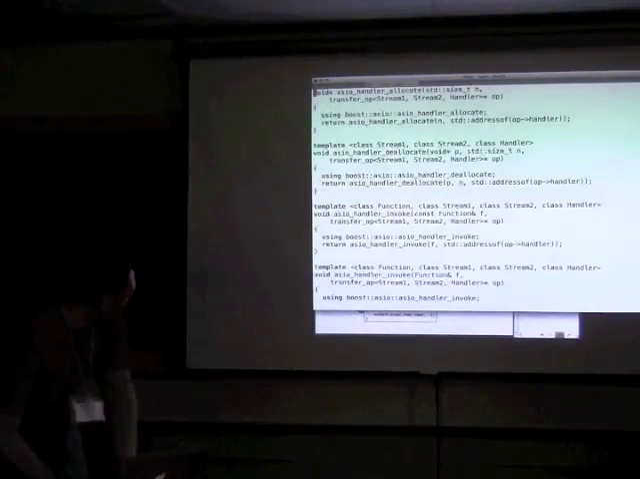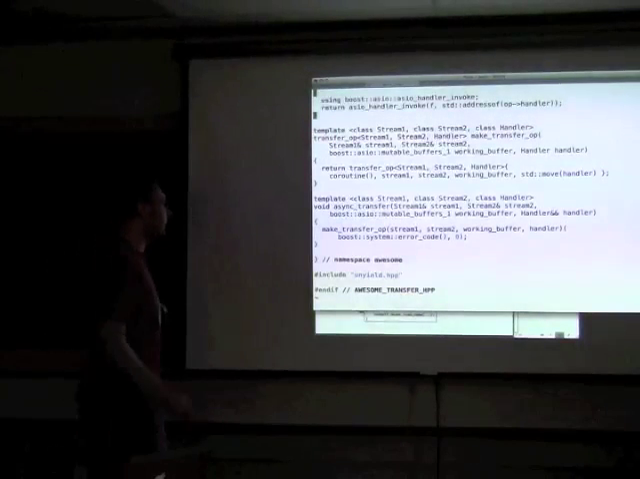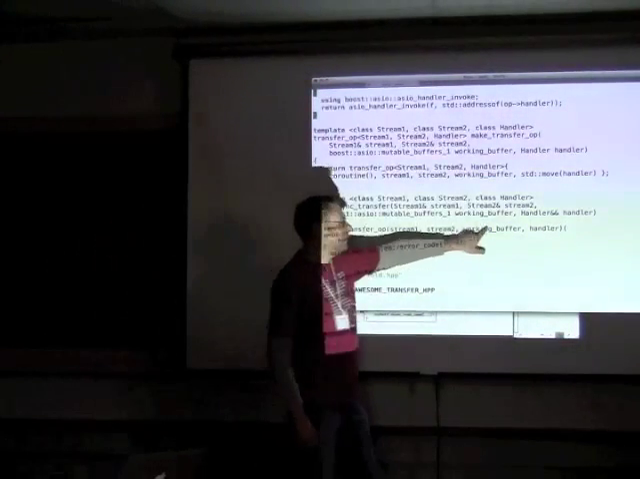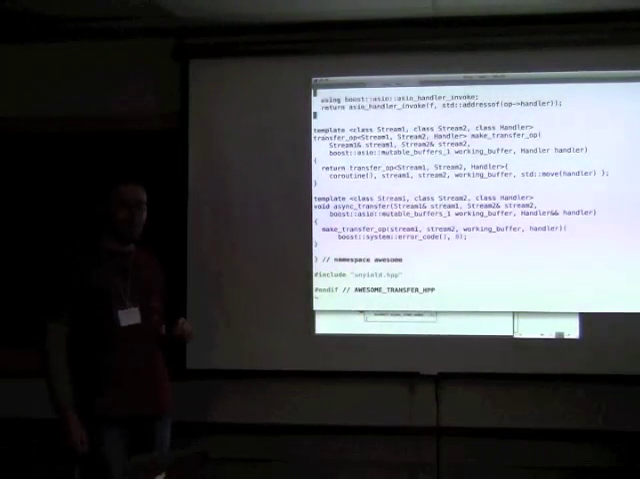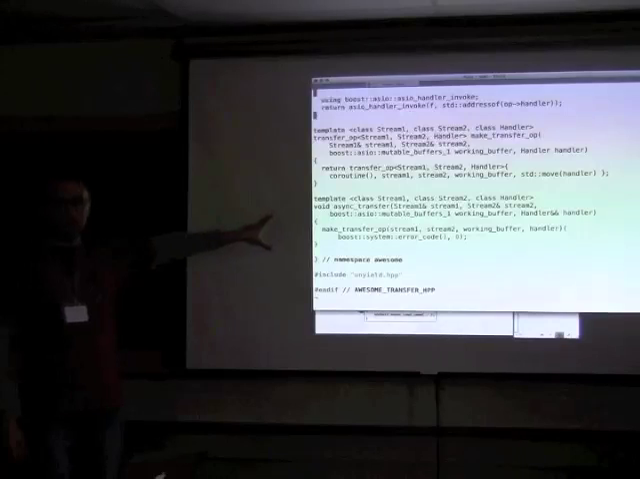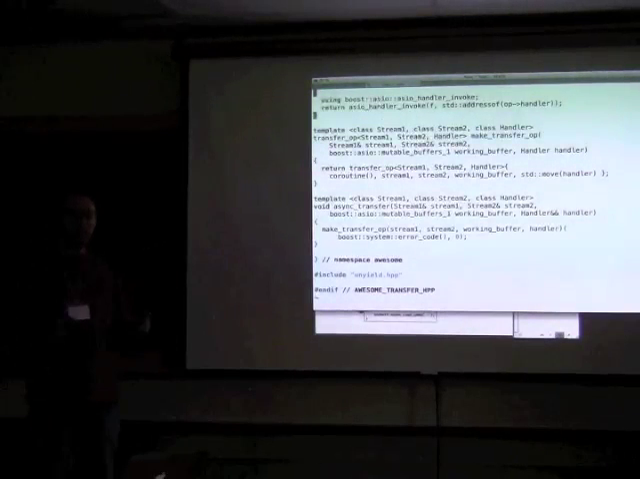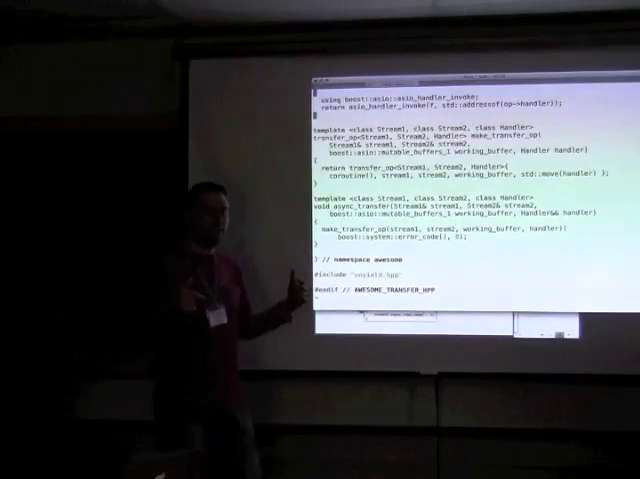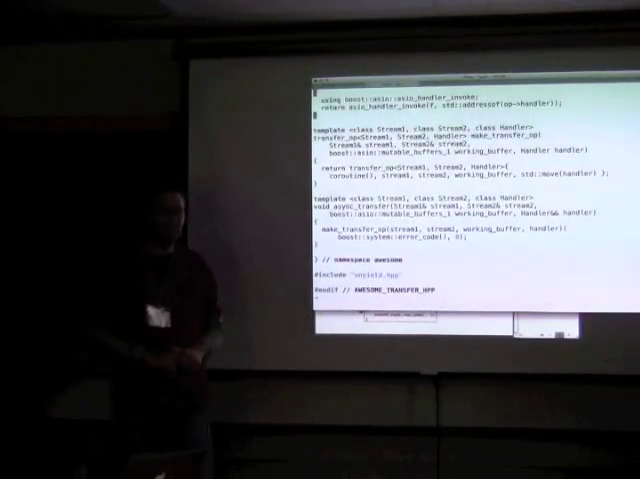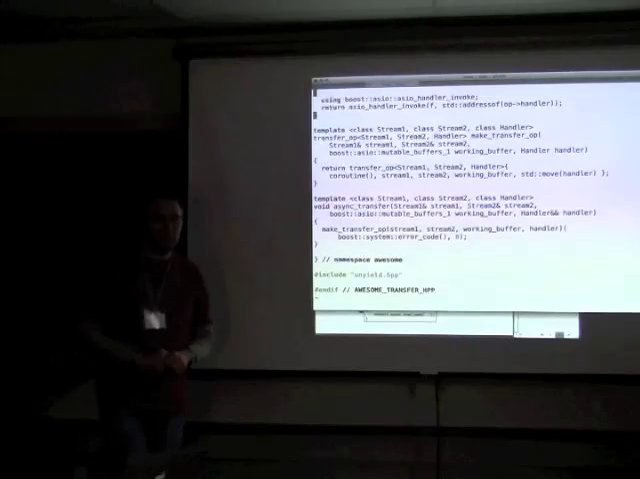But the initiating function, I remember Dave was asking about this in my first talk when I brought it up, I have to specify this as an R-value reference parameter. It's actually using perfect forwarding. Now, there's a very important reason for this, and that is that the order of evaluation of function arguments is unspecified.